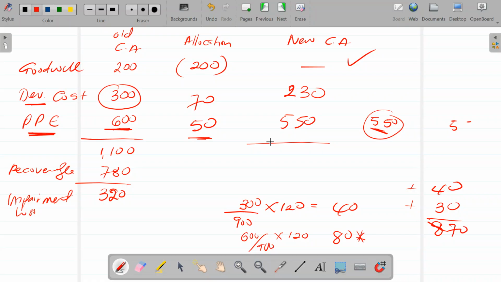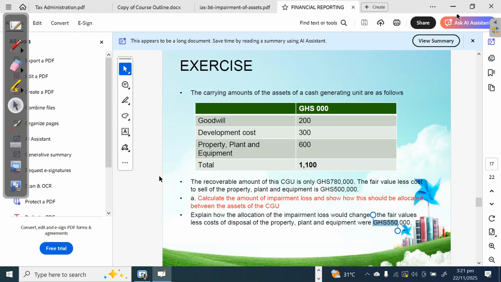So in exams, when they give you a restriction, when they tell you that one of the assets has a fair value of a certain amount, then when you are doing the allocation, you have to make sure the allocation does not cause the new carrying amount to be below what they have stated. If anything, it should be the same as what they have stated. It should not go below that. You get it? So let's note it very well.